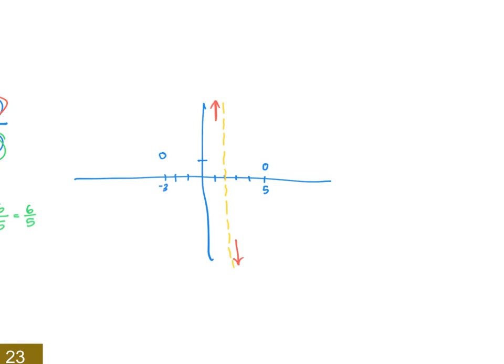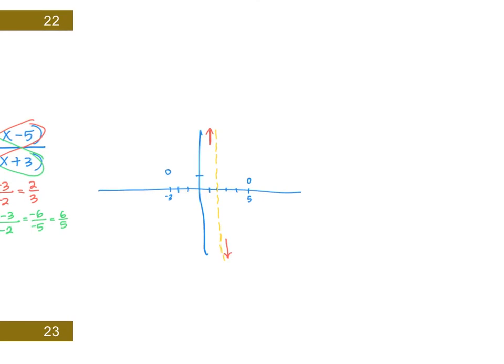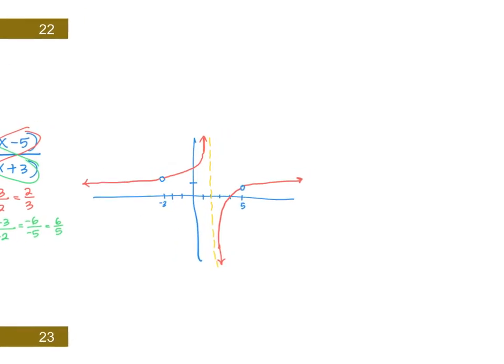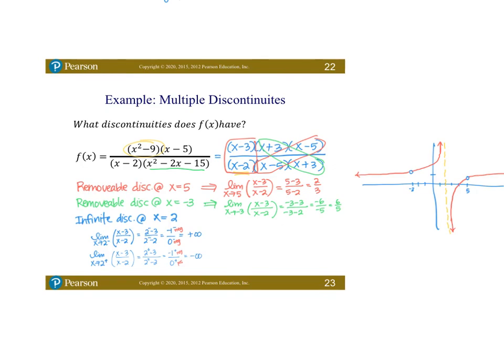And then we connect the dots. So I'm going to come up, go around the removable, and then head up to positive infinity. I'll put the arrow on the end. And then for my other one, I'm going to come up and avoid the removable, and I'll head out in that direction. And so that would be a sketch of that graph using all of the pieces of the discontinuity that it has.